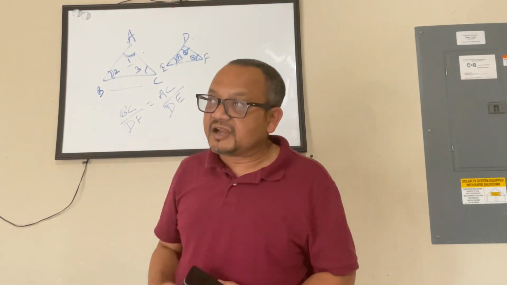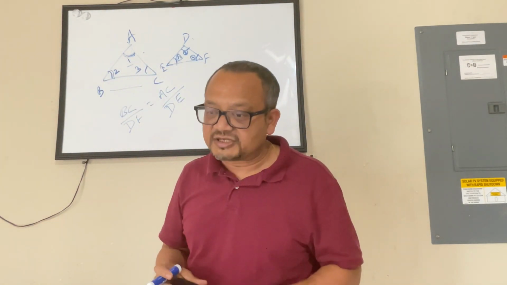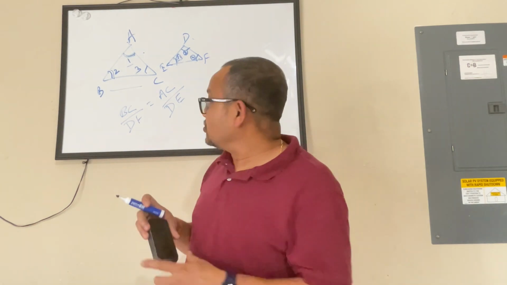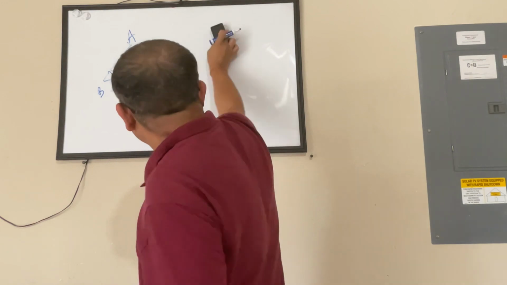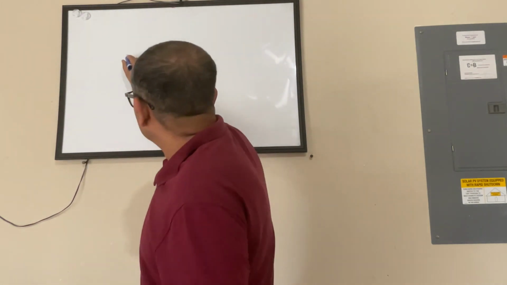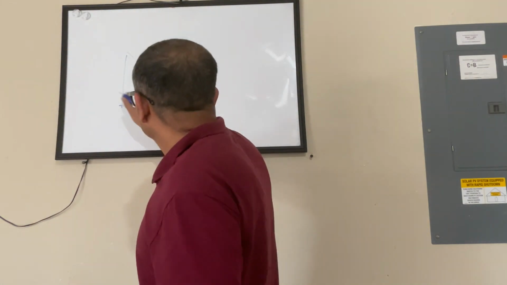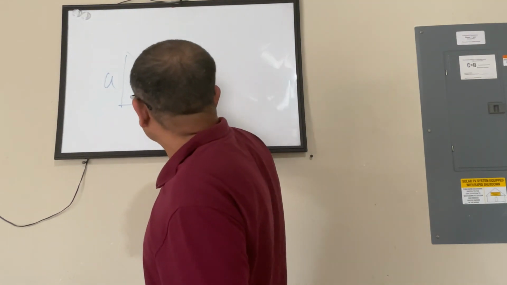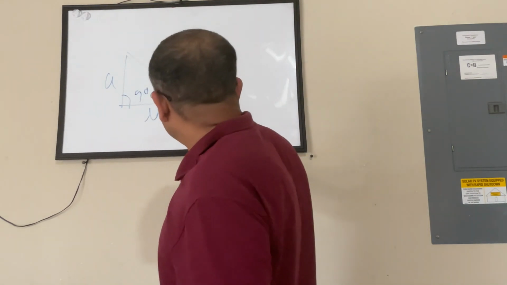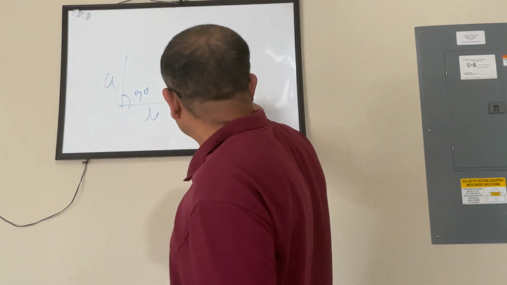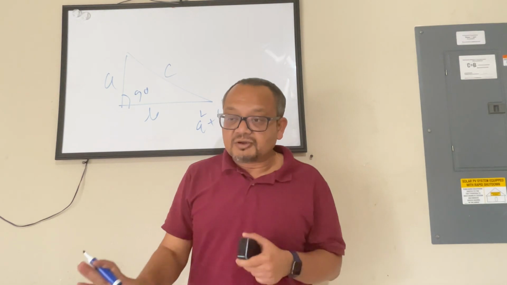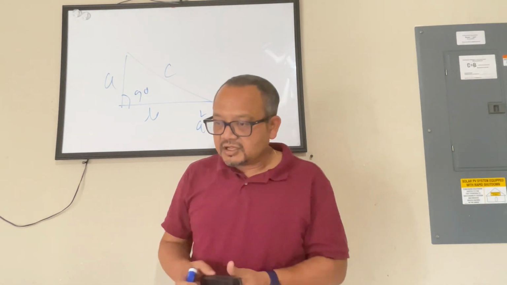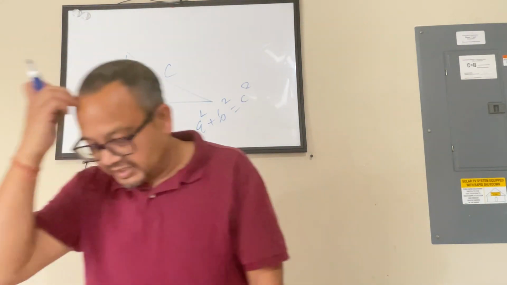So I have explained the same concept where I have tried proving the Pythagorean theorem, right? How it is derived. I would suggest you watch that video so that you would know how the Pythagorean theorem is derived: ABC, this is 90 degrees, a square plus b square equals c square. That video is only for you to be able to derive the Pythagorean theorem. So we'll try doing some sums.